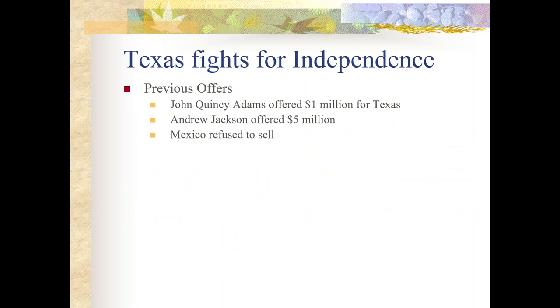So John Quincy Adams, when he was president, had actually offered Mexico $1 million for the purchase of the territory, which Mexico refused. Andrew Jackson, while he was president, offered more at $5 million, and still Mexico refused to sell. And by this point, by the 1830s and into the 1840s, Mexico was regretting their idea of allowing American citizens to move into the territory, because American citizens were not upholding their end of the deal. They were not following Catholicism. They were not necessarily obeying Mexican laws, and they weren't learning to speak Spanish. They were continuing to speak English.